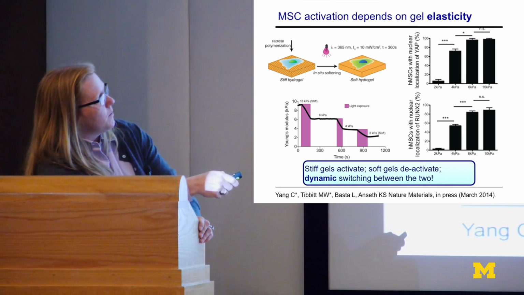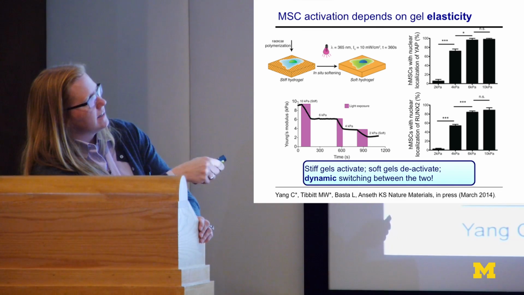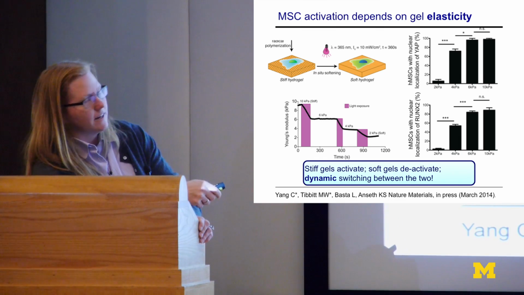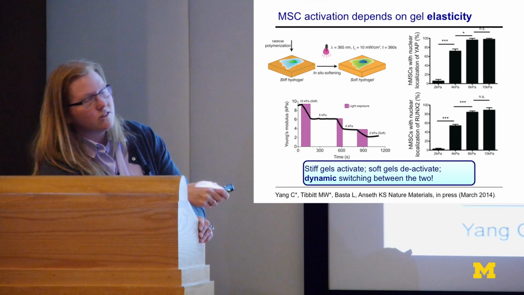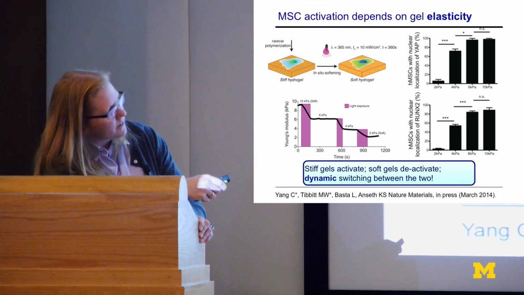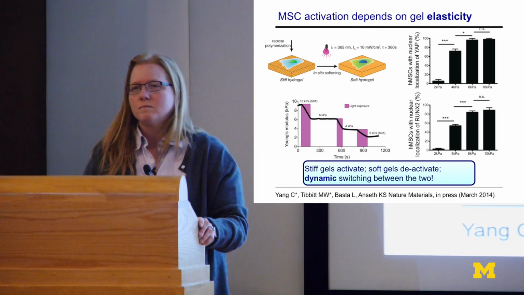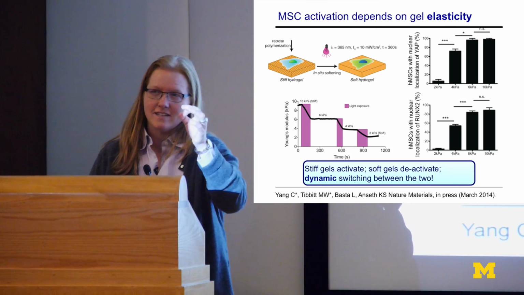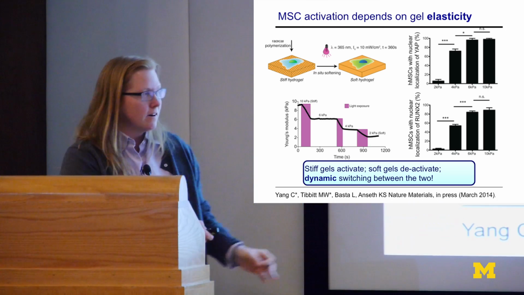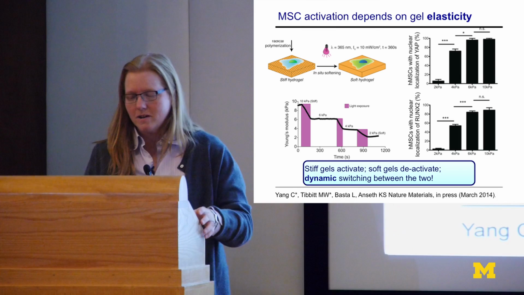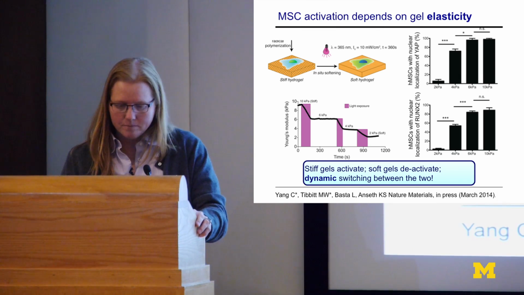But now the last point, what happens if it's 10 days? 10 days in a stiff environment, it expresses this osteogenic transcription factor. But when I soften it, even after 10 days after softening, it appears to be irreversible. Something changed inside the cell nucleus so that it no longer can respond to its new environment, and it's set on this pathway of becoming perhaps an osteoblast.